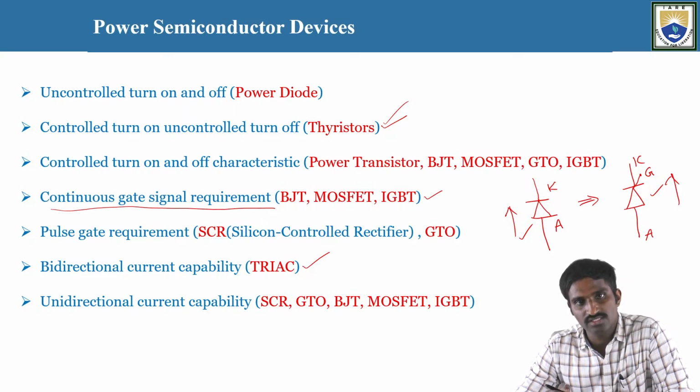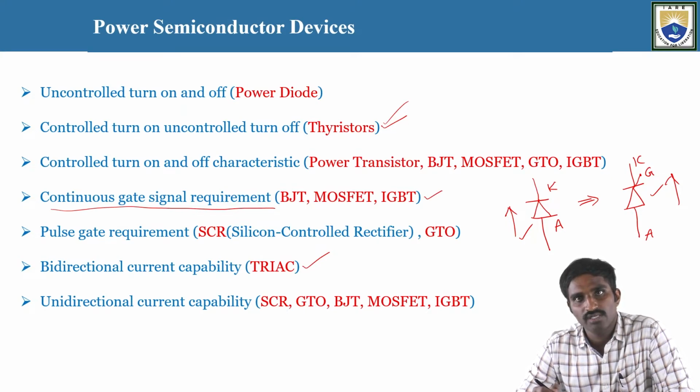Another classification is based on the continuous gate signal. The thyristor need not require a continuous gate signal to turn on. It requires it only to turn on. Once it is turned on, even if you remove the gate signal, it remains in the turned-on position. But unlike the thyristor, the BJT, MOSFET and IGBT require a continuous gate signal. When you remove the gate signal, the device will turn off. That is the difference between the thyristor and the BJT, MOSFET and IGBT with respect to the turn-on process.